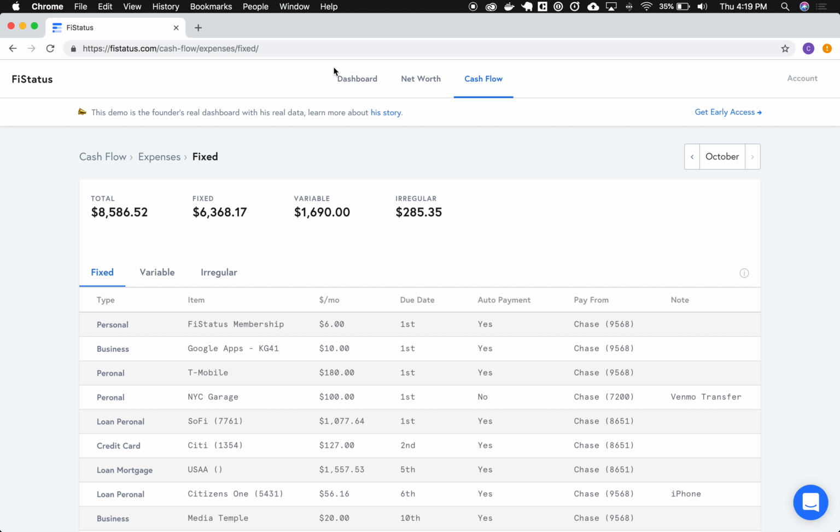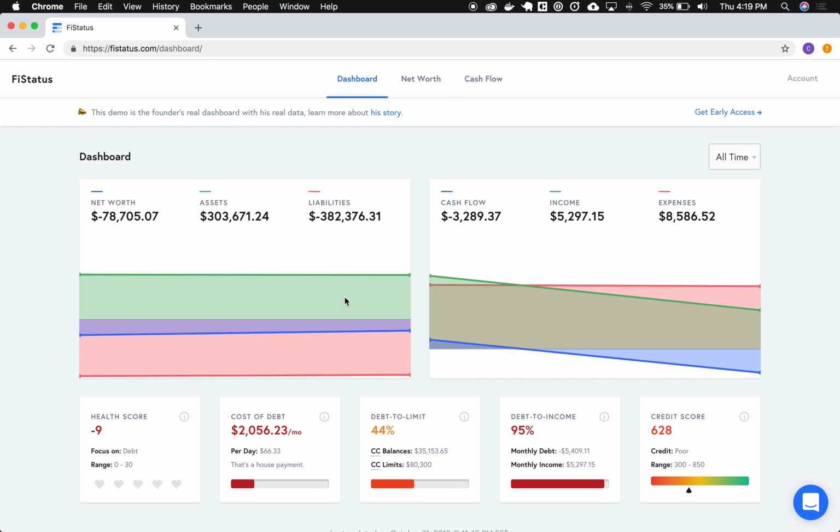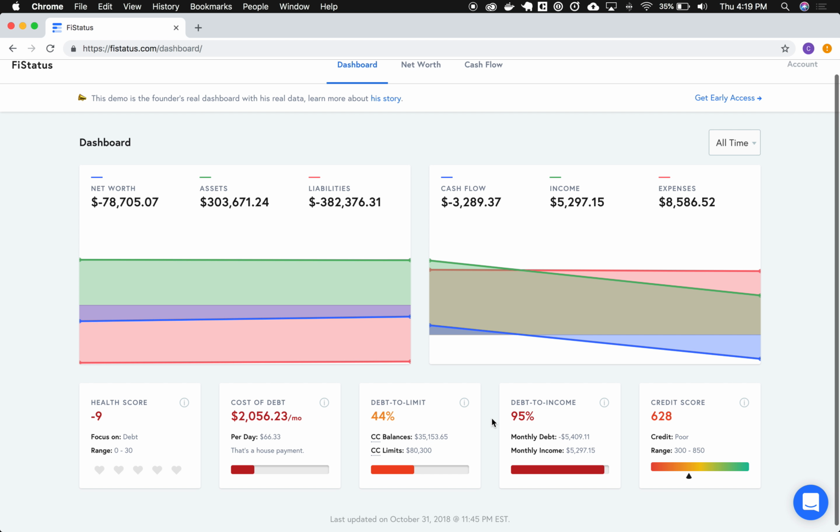Another part that I just really love that I couldn't do in Google Sheets or Excel is have this. I had a sheet that had charts, but it wasn't as pretty and it wasn't as in sync as this, and it wasn't as easy to update. And so this just makes my life easier.